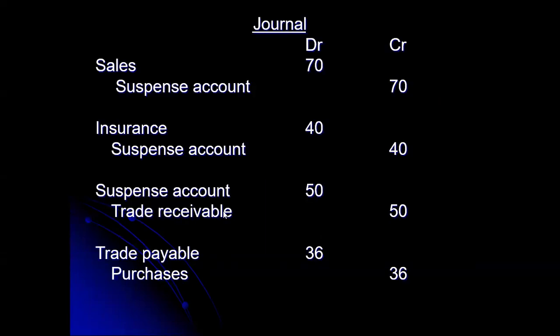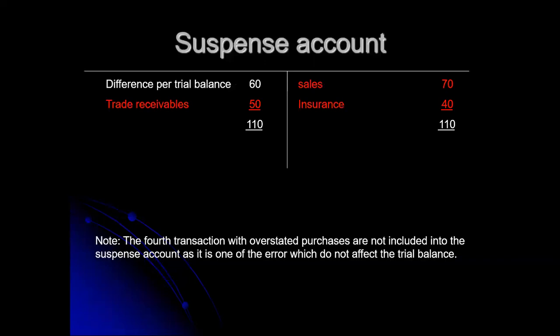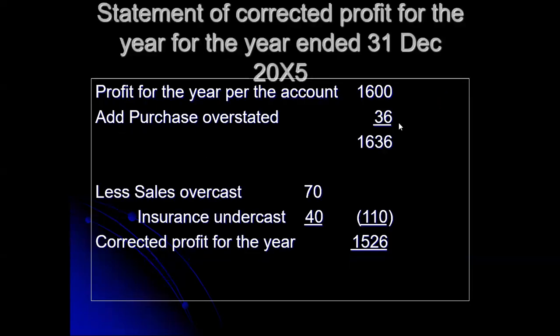Okay, I will not select this entry because here trade receivable is an asset, so that doesn't affect profit. And for the last entry, I would not select trade payable because it's a liability, but I will select purchases because purchases affects profit, right? So crediting purchases means we are reducing the purchase cost. So when you reduce the cost, profit will increase. Hence, I put here as add. So 1,600 add 36 minus 110. This will be the corrected profit, 1,526.